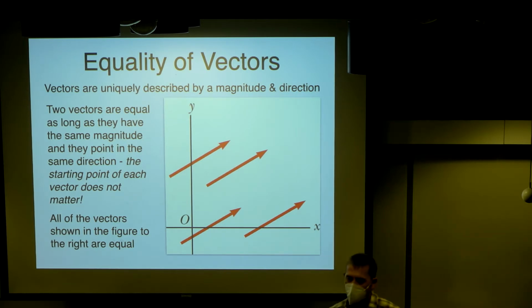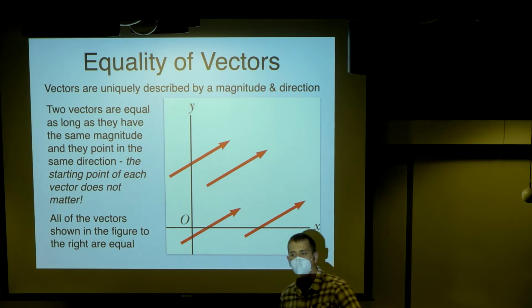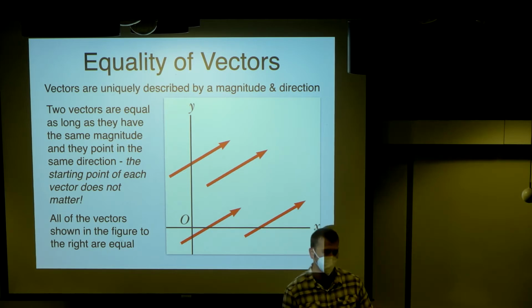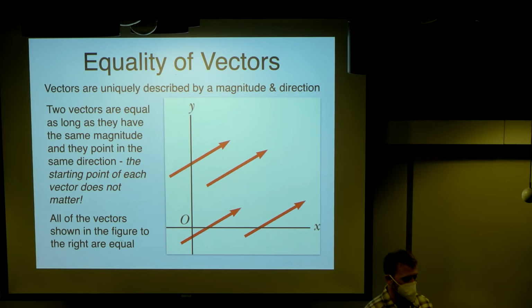So what does it mean to say that two vectors are equal to each other? That's what I want to get into here. When it comes to vectors, we totally describe them just in terms of magnitude and direction. There's no other information we need. So if two vectors have the same magnitude and they're pointing in the same direction, we say they're equal mathematically. And it doesn't matter where the starting point of the vector is on our diagram.